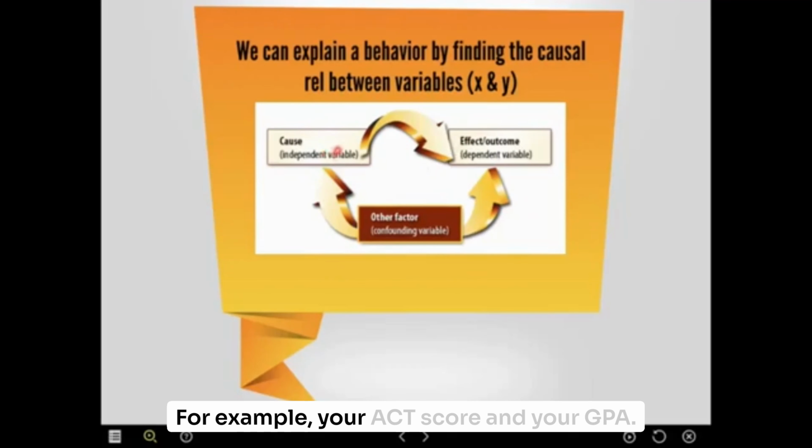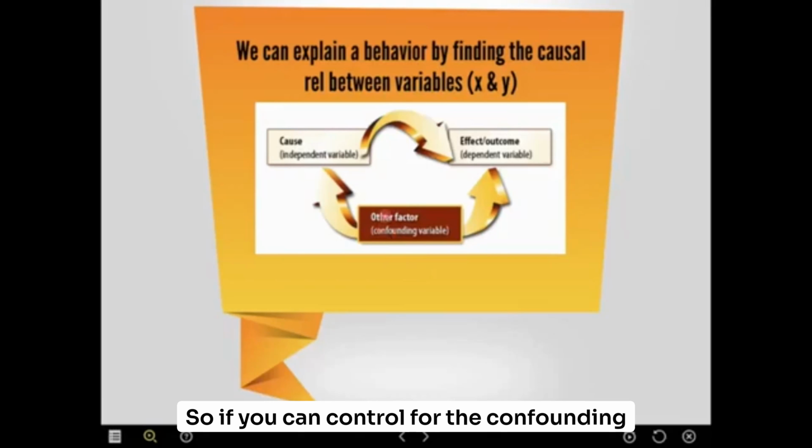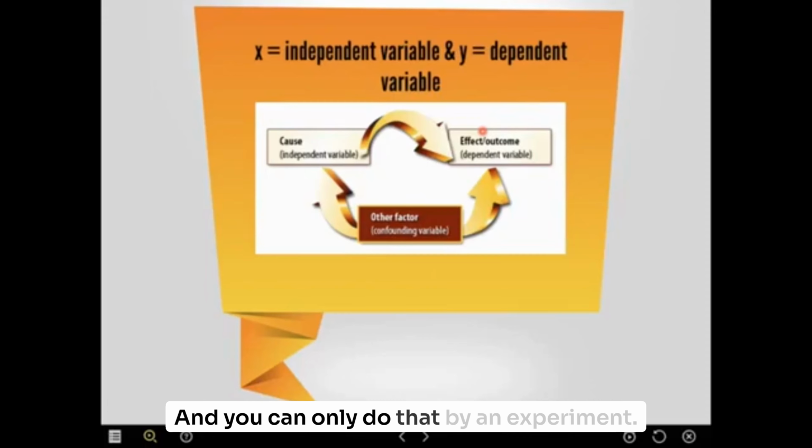For example, your ACT score and your GPA. There could be another factor, such as being hardworking, for instance, why these two look as if they are correlated. So if you can control for the confounding variable and then find the relationship between the two variables, then you're actually trying to find the cause, or explain the behavior. And you can only do that by an experiment.